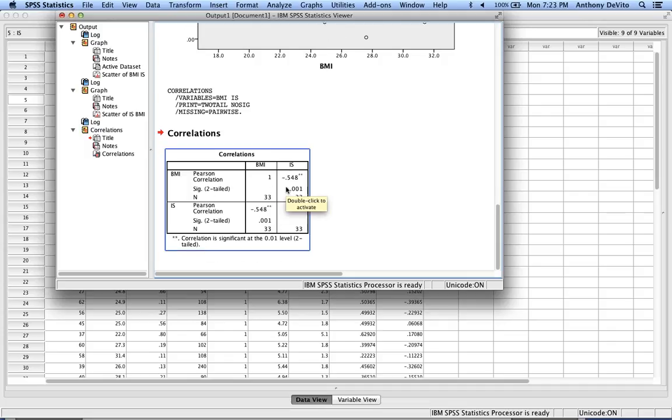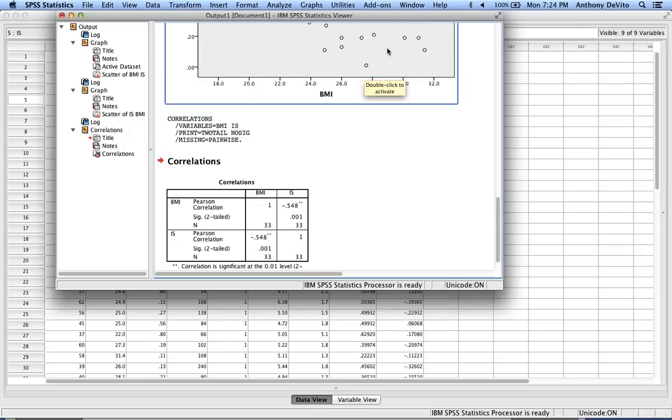Now, the significance is pretty good. It's less than 0.05, so we feel that we have a statistically significant correlation. But is the correlation beyond statistically significant? Is it clinically significant? Does it have any meaning? Let's see how strong that correlation is. Our Pearson's correlation, that value R, is equal to negative 0.548. How does that sound? Not bad. It's a pretty good correlation, certainly closer to 1 than it is to 0. So it looks like we have a decent correlation between BMI and insulin sensitivity.